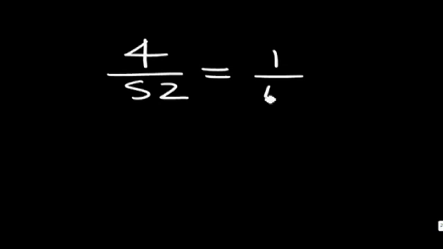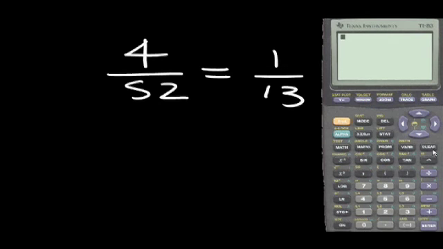There are the 4 aces out of 52 cards, which reduces to 1 over 13 as a fraction. If we approximate this answer to the nearest thousandths, the 6 is in the thousandths position. The digit to the right is the 9, which means we add 1 to the 6 for an answer of 0.077.